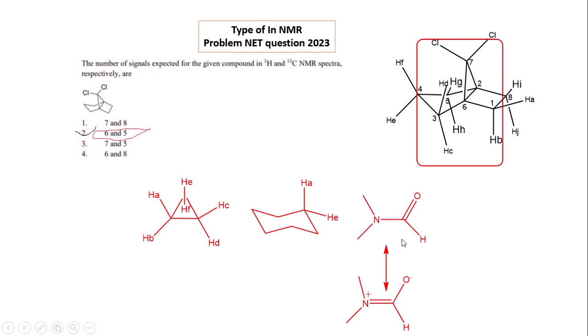And if we go to N,N-dimethylformamide, in the case of N,N-dimethylformamide, if we resonate on the nitrogen lone pair, this methyl and this methyl come at different chemical shift values, though the nitrogen atom contains the same methyl groups.